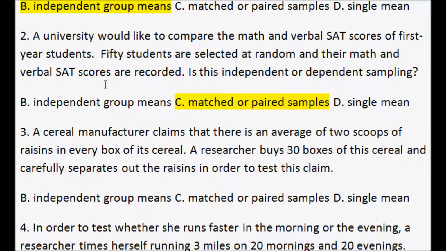So this is not going to be independent group means because we only have a single sample. It's not matched or paired samples. Because you only have a single sample, there's only one choice for a single sample, and that is the single mean.